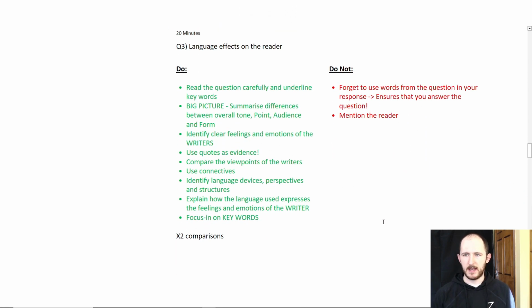Question 3. Language effects on the reader. So, do read the question carefully and underline big words. Again, you want to spend 20 minutes on this question, by the way. You want to look at the big picture. So summarize the difference between the overall tone, the point, audience, and form.